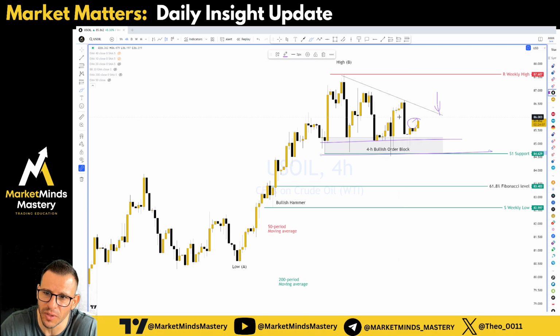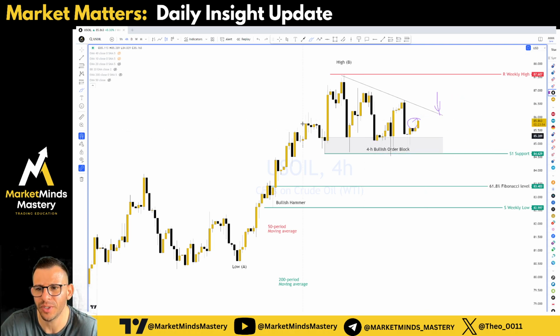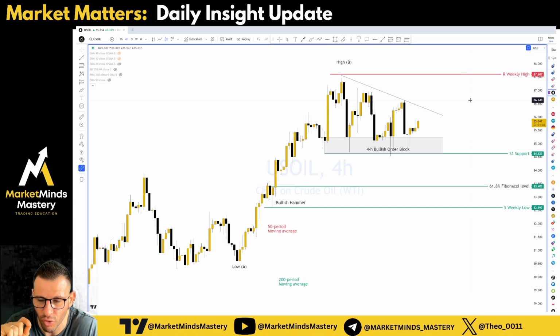So for some traders, maybe this order block can be used to initiate short positions. For me, it's been a while that the price trades within this area, so I prefer to see a clear move to the upside. But again, this comes down to each trader's trading style.